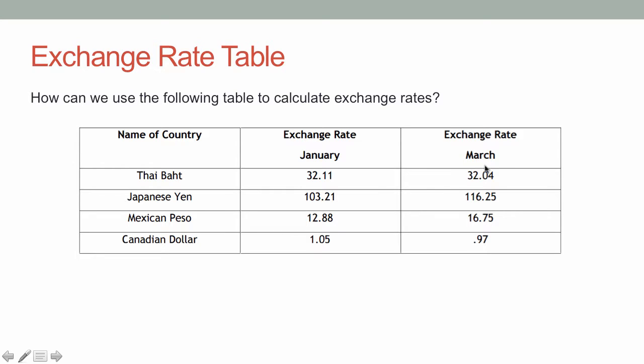And then one month later in March, you can see that there's some fluctuation, right? Especially with the Canadian dollar. At first, it was worth less compared to the dollar, but it appreciated and now it's worth more compared to the dollar. So we'll look around at some examples. We're going to do some math with the table values here and just understand how these exchange rates can vary in terms of the price of goods.